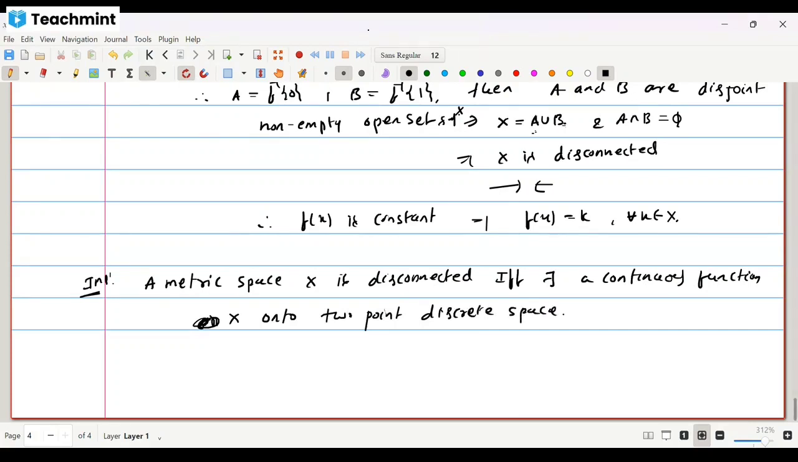If X is disconnected, then there exists a continuous function from X onto the 2-point discrete space. So there exists an onto continuous function; if it is not constant, that means some points take the value 0 and some points take the value 1. In that case the domain set X is disconnected. This is an if and only if condition. If such a function exists, then X is disconnected. If it is disconnected, then there exists such a function. Okay sir.